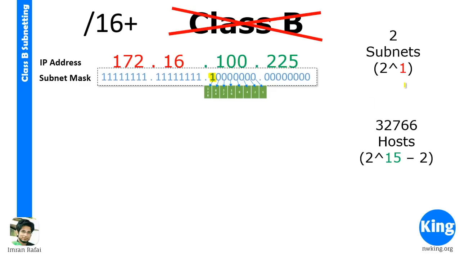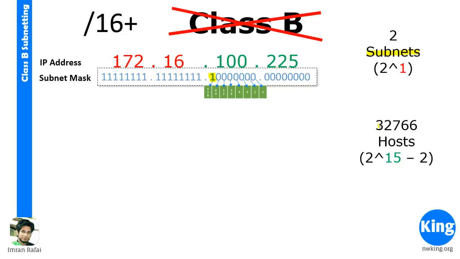From what we know already, one bit borrowal means you get two subnets, 2 to the power 1, which also means that you get 2 to the power 15. 15 is nothing but the number of zeros. So 2 to the power 15 minus 2 hosts, that is 32,766 valid hosts.